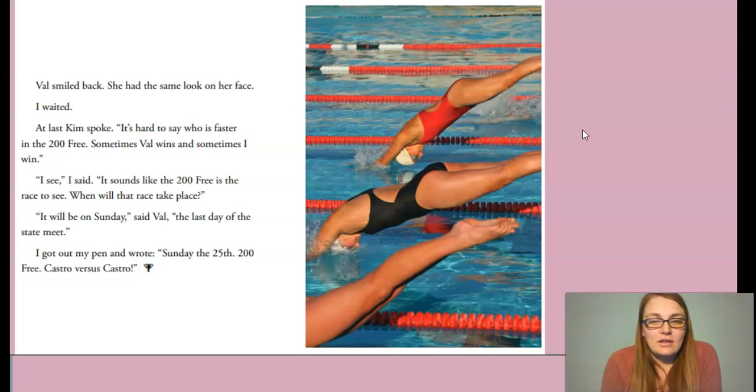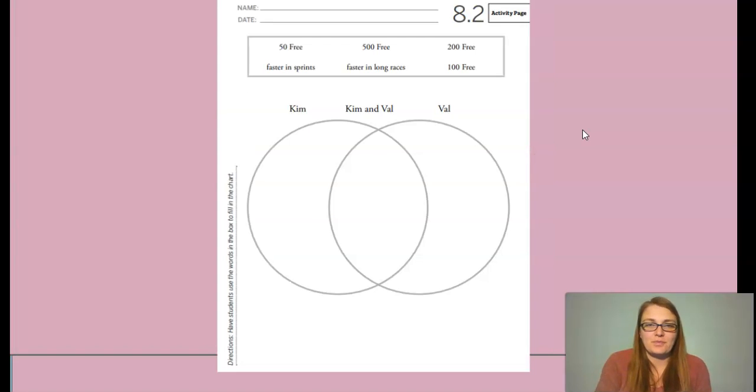I waited. At last Kim spoke. It's hard to say who is faster in the 200 free. Sometimes Val wins, and sometimes I win. I see, I said. It sounds like the 200 free is the race to see. When will that race take place? It will be on Sunday, said Val, the last day of the state meet. I got out my pen and wrote, Sunday the 25th, 200 free, Castro versus Castro.